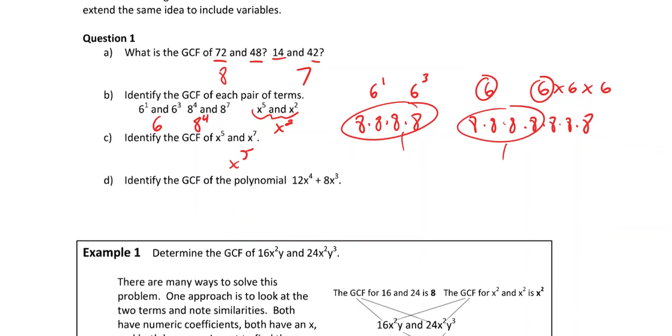So when I say identify the greatest common factor of 12x to the 4 and 8x to the 3, let's just do the numbers first and then do the variables second. So what's the greatest common factor of 12 and 8? 4, yeah. So 4, and then what's the greatest common factor of x to the 4 and x to the 3? x to the 3. So there's my greatest common factor, just 4x to the 3. We're going to be using this in a minute. We'll have a reason there.